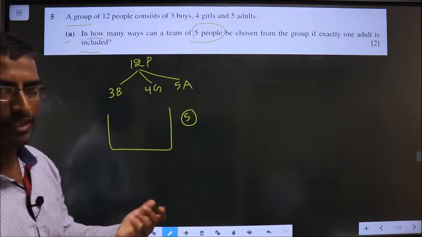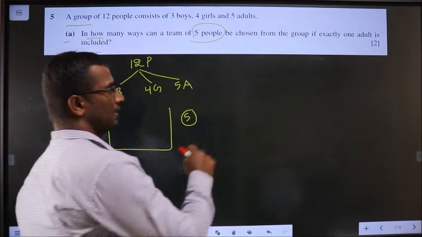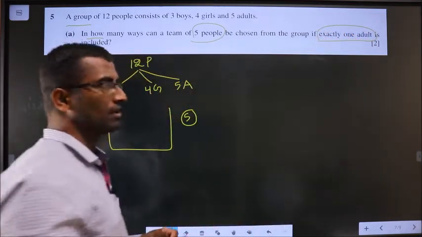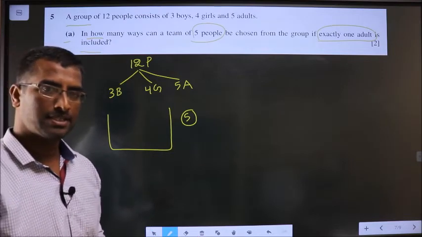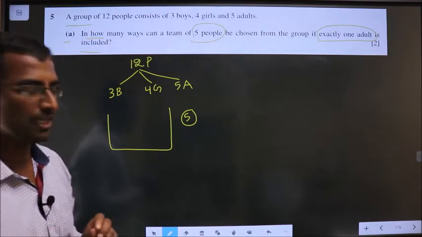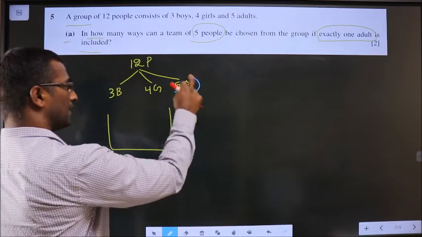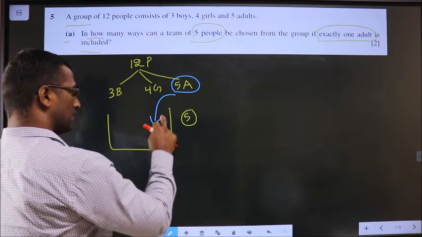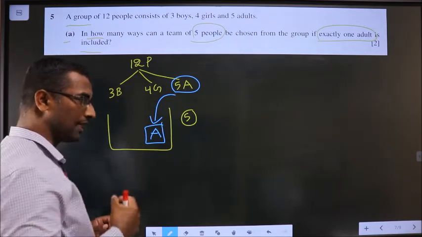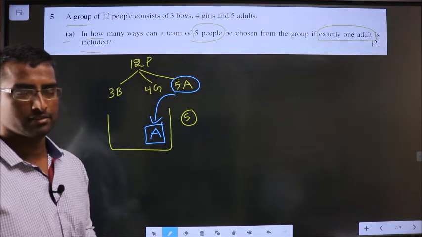Clear? And what condition should your selection satisfy is, in your selection, there should be exactly one adult. How can I make sure that in my selection always exactly one adult is present? Only one way. You take an adult and place in your selection. In that way, you can make sure that at all times exactly one adult is present in your selection.